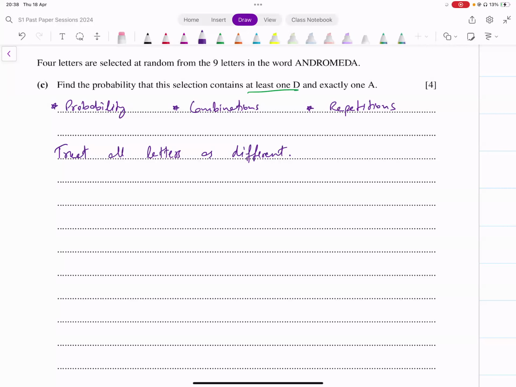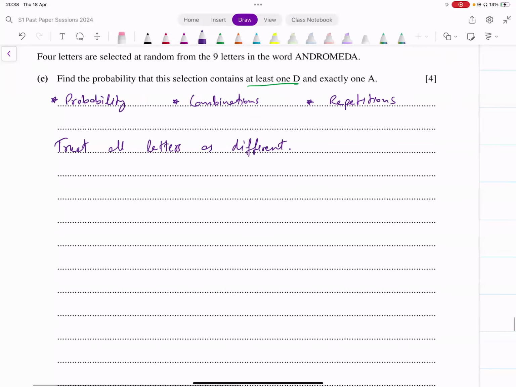In that video, I've spent like 20-25 minutes explaining in detail why we're doing this. But you just need to remember this eventually. And that is, you have probability, you have combinations and repetitions. When you have these three things together, when you're looking for a probability and you're using combinations and there's some repetition, you are going to treat all letters as different. That's what you need to understand. And you would treat it like this.